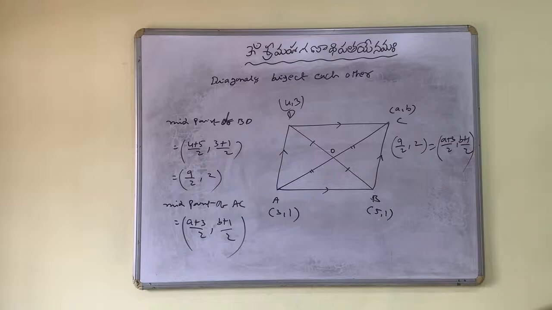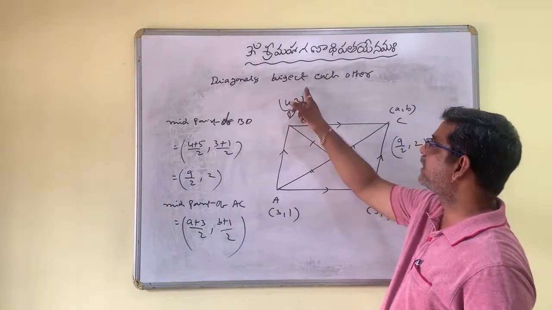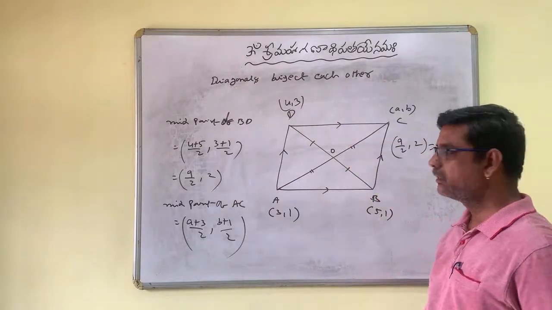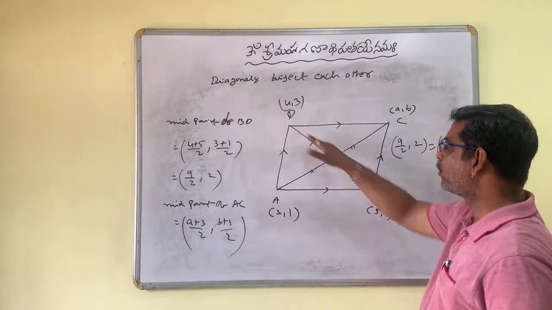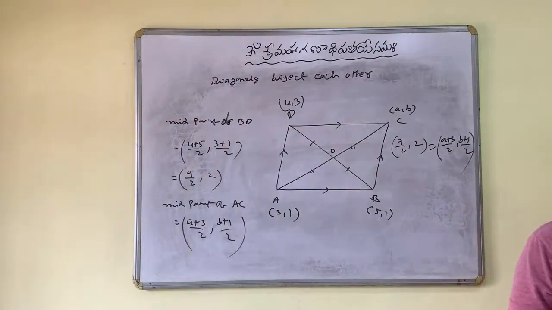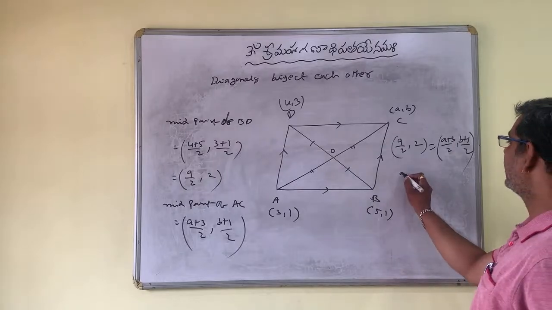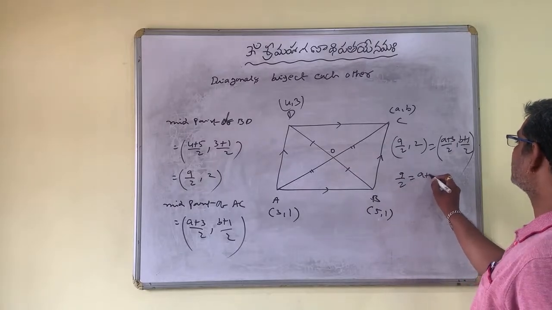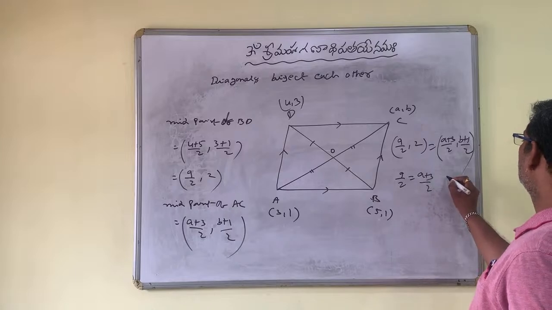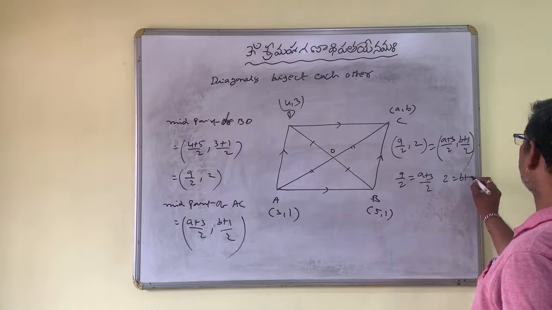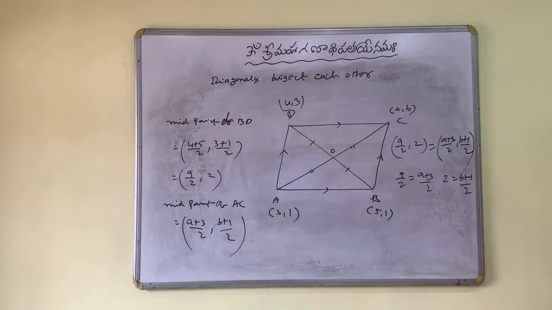Because in a parallelogram diagonals bisect each other, that means the AC midpoint and BD midpoint are both the same. So 9 by 2 is equal to a plus 3 by 2, and 2 is equal to b plus 1 by 2.